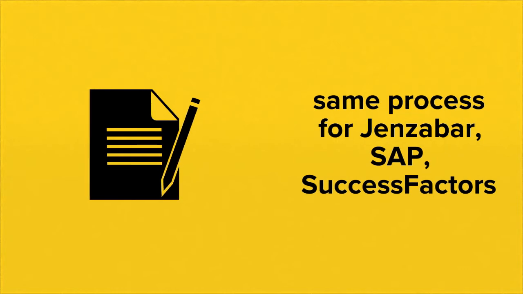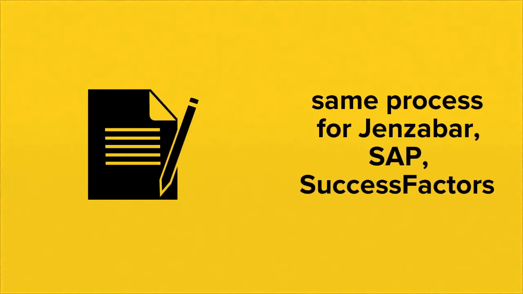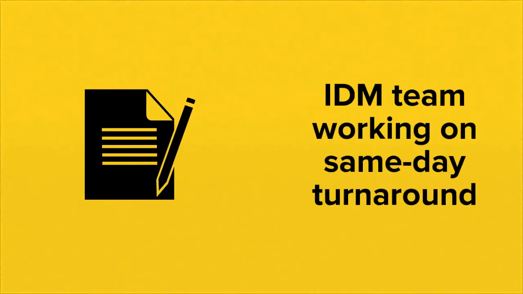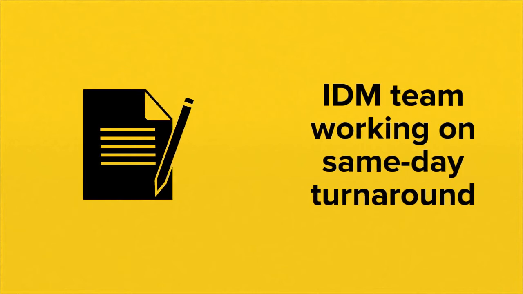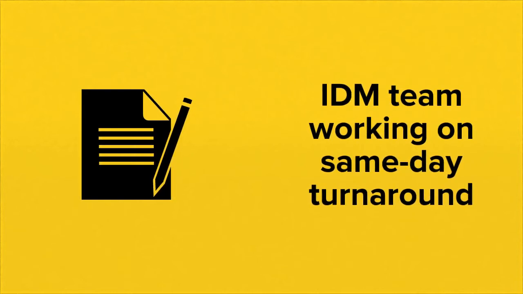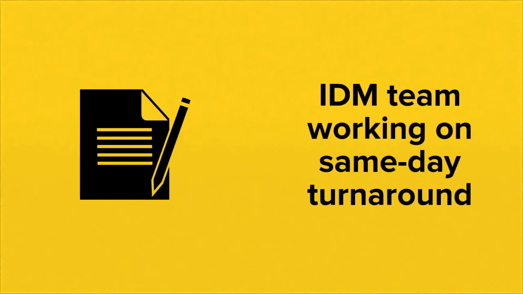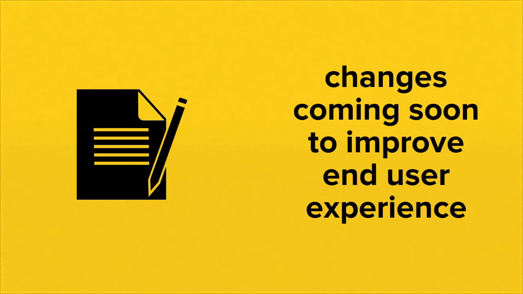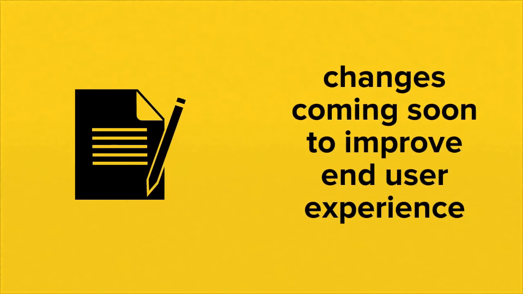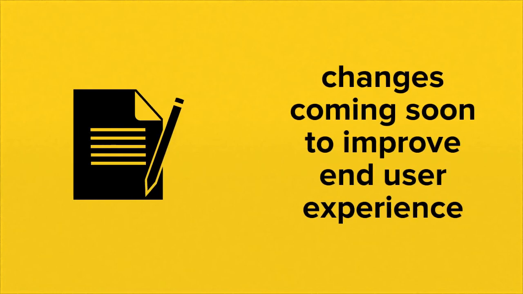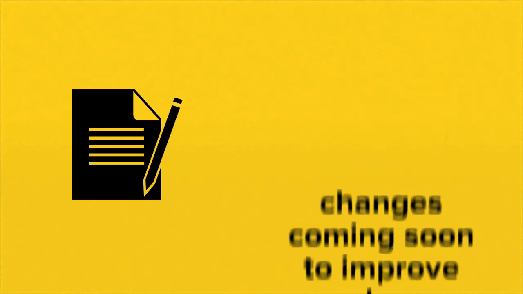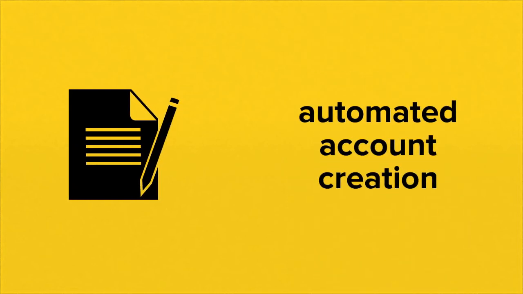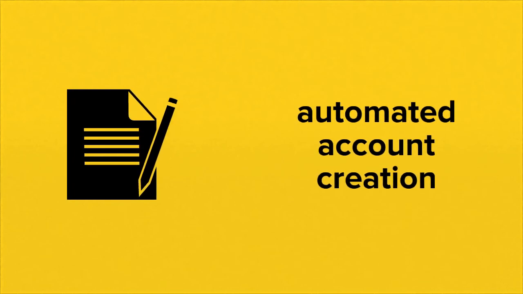This demo used data from WOFA, but the principles shown here will apply to other systems of record, such as Genzabar, SAP, and SuccessFactors. CWID assignment turnaround time will improve as the IDM team sets up real or near real-time integrations with the systems of record. Eventually, we'll be able to assign CWIDs same day. Finally, while this back-end process is largely invisible to the end user, we're planning to implement several changes that will directly improve the end user experience, like sending end user notifications when a CWID is created, as well as automating the creation of email and other accounts.